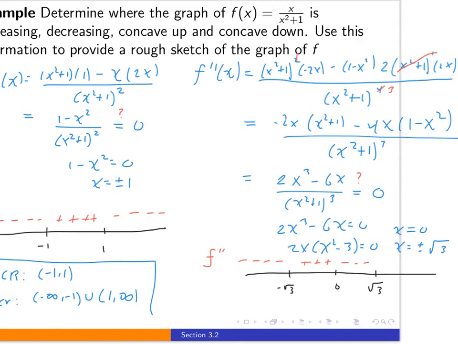If we plug in a large positive number like 100, positive, positive, so f double prime is positive. So our function will be concave upward on minus root 3 to 0 and root 3 to infinity, and it will be concave downward from minus infinity to minus root 3 and 0 to root 3.